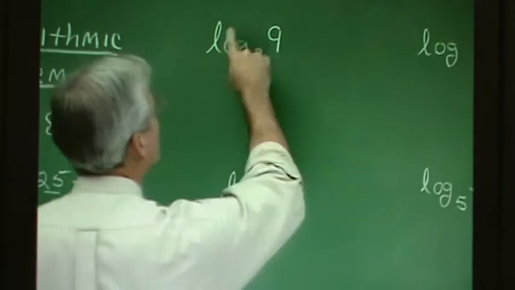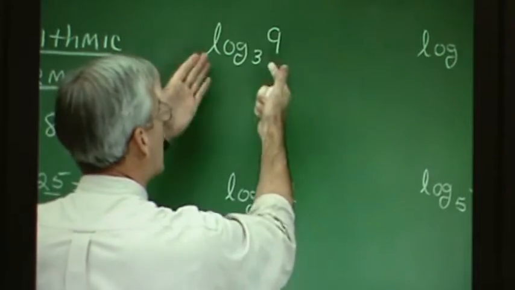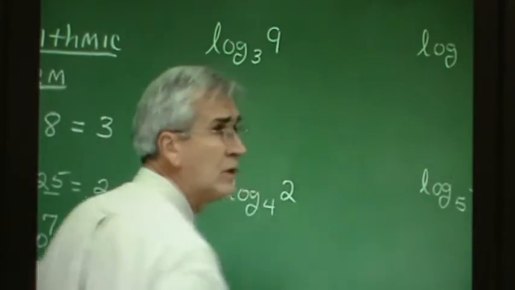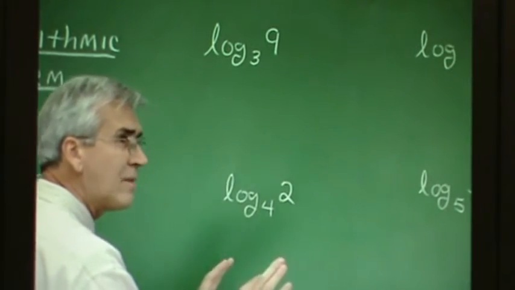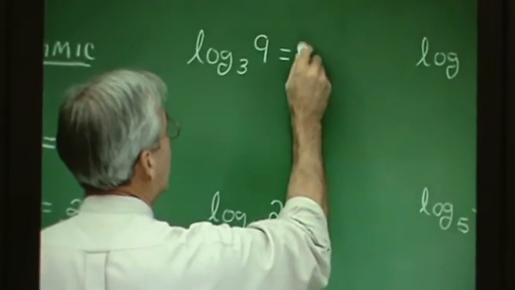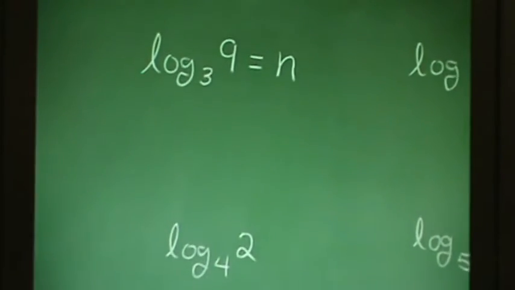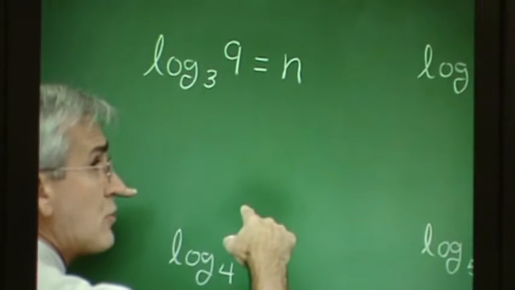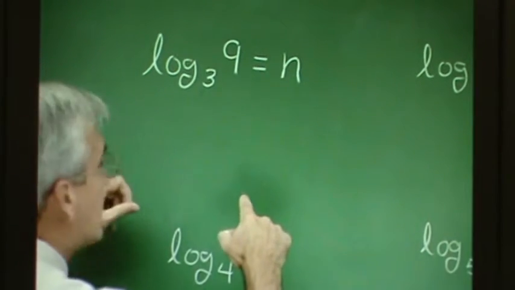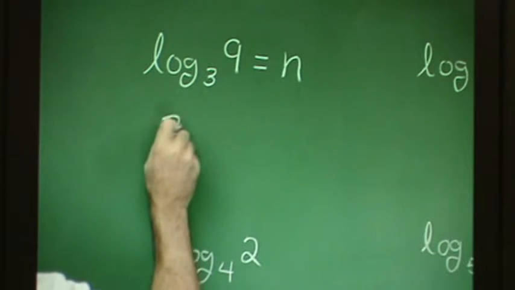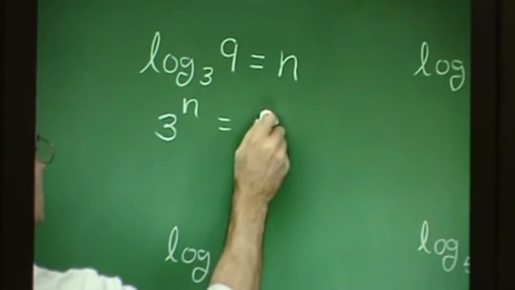Sometimes we'll easily be able to see through them, like this one, and we can go immediately and say this is equal to 2. Or if we can't see through them easily, here's what we need to do. We'll set this equal to some letter, like n, and now we go from the log form into the exponential form to solve this. Here's how it works. Base, exponent, so we have 3 to the n power is equal to 9.